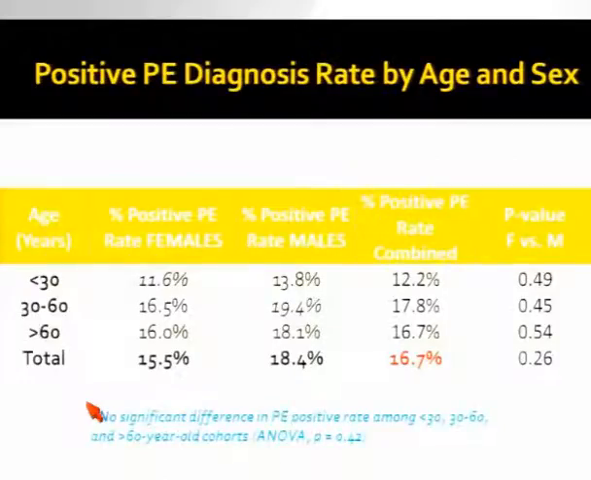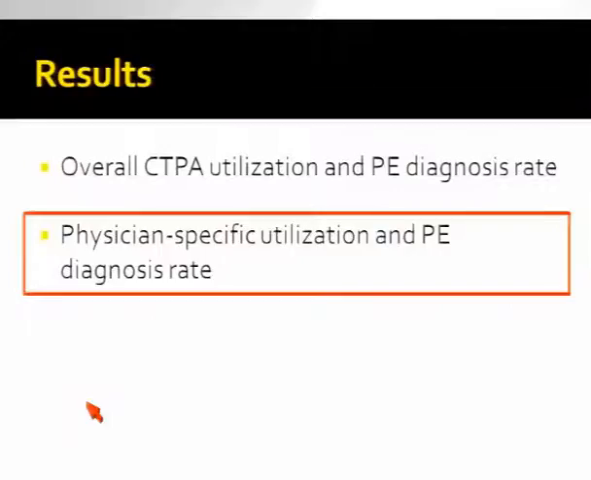So do these utilization rates in females and older populations translate to more PE diagnosis? The answer is no at my hospital. Females and older patients do not have higher positive PE rates based on the CTPA scans. In fact, the PE diagnosis rates were higher in males in the middle of the 30 to 60 age group, although not statistically significant. Note also that our institutional average PE rate was 16.7% between 2010 and 2012.